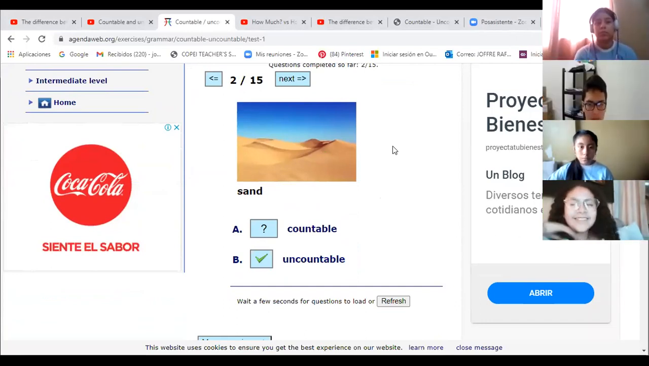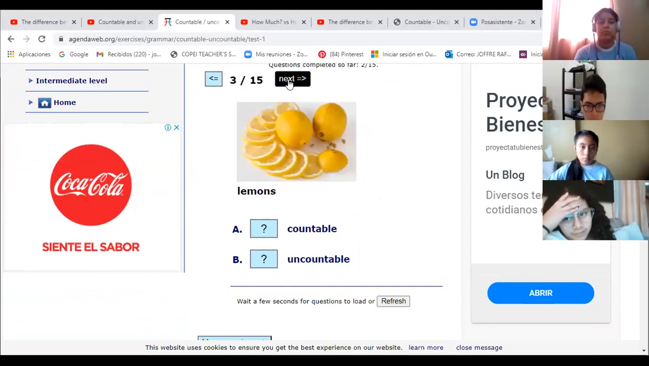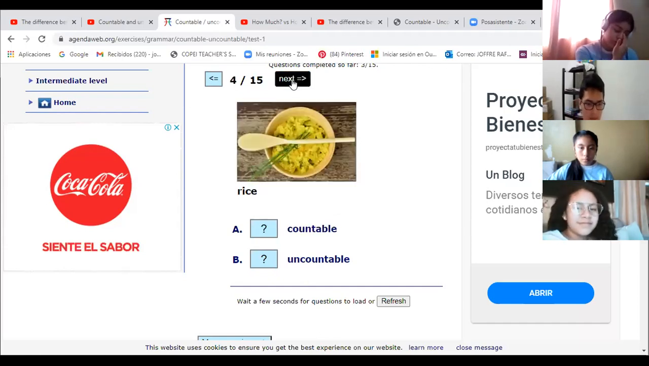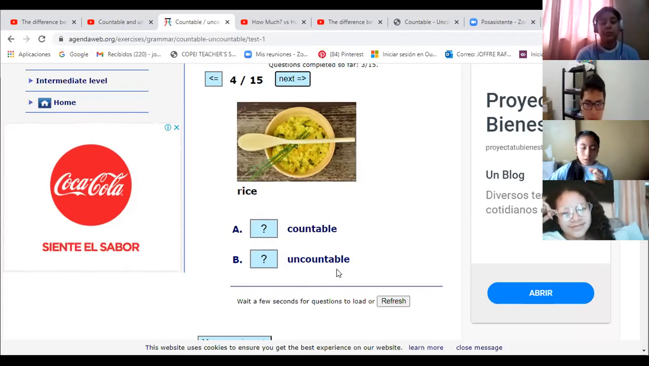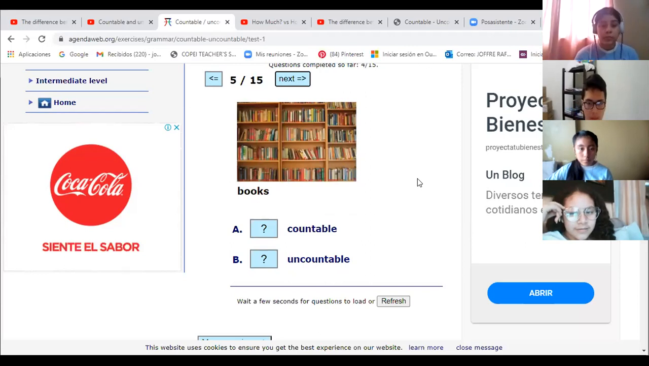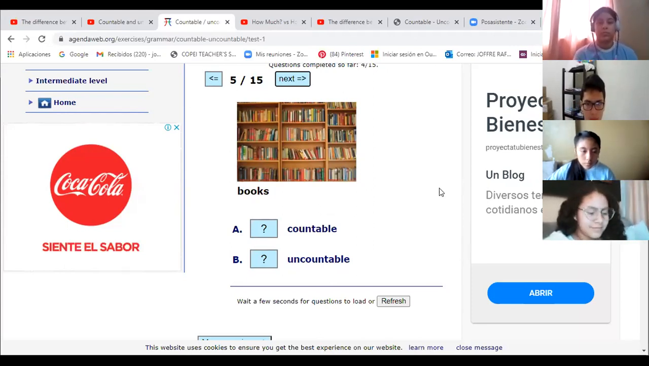Okay. Mr. Rafael Guijarro. Next, lemons. This is plural. Remember, countable or uncountable? Countable. Excellent. Very good. Next, Miss Bianca Ortega, rice. Countable or uncountable? Uncountable. Excellent. Next, Melanie Villal, books. Countable or uncountable? Melanie, please turn on your microphone.